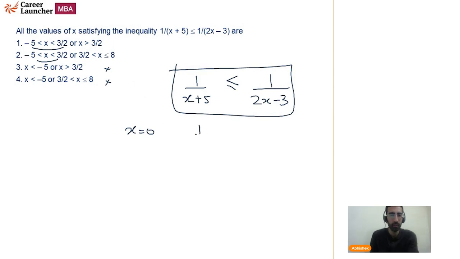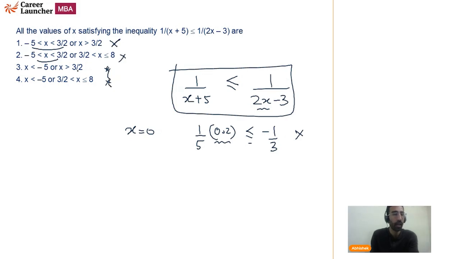Does it work? No, it doesn't, because left-hand side is 1 by 5, which is basically 0.2 in value, which should be less than equal to 1 upon, right, 2x is 0, so 1 upon minus 3 or minus 1 by 3. How can a positive quantity be less than a negative quantity? So the inequation doesn't work at x equal to 0, which means all the options that have x equal to 0 are wrong. Option 1 and option 2 are wrong.